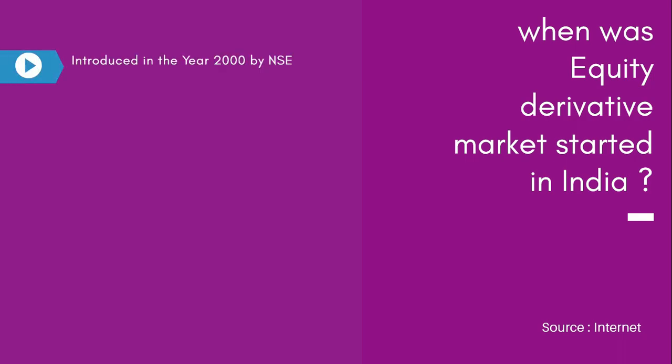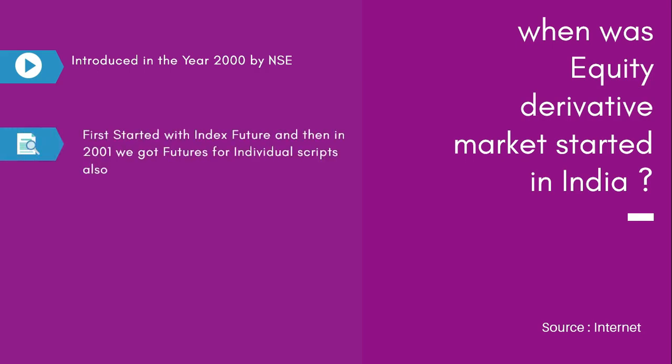National Stock Exchange was the first exchange in India to introduce derivative markets, or futures and options, to Indian retail traders and investors. In the year 2000 we started with trading in the derivative market, but at that time we could only trade in indices. We have learnt about indices like Nifty and Bank Nifty in our previous lessons. However, from the year 2001 we got futures for individual stocks or scrips also.